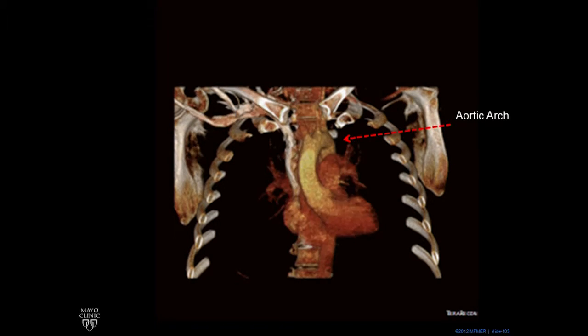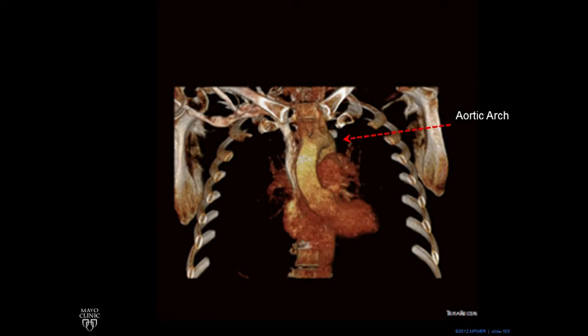If you go down inferiorly, the next bump is going to be the left pulmonary artery. The next bump after that will be the left atrial appendage, and the last bump will be the left ventricle. We'll get to that. But right now you can see that the bump near the top there is the aortic arch. You can see the three great vessels coming out of it.